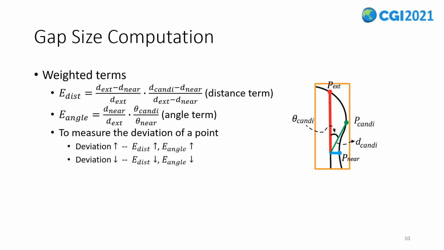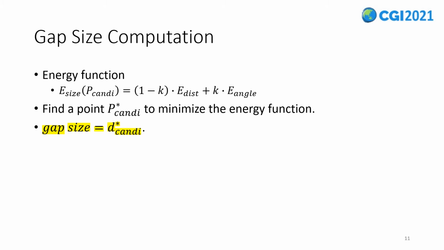We propose these two weighted terms, and P candy is just a random point. If it is very far away from the gap point, then these terms will be very large, and vice versa. We propose an energy function that takes both terms into consideration. The objective is to find a point to minimize this function so that a gap point size can be found.